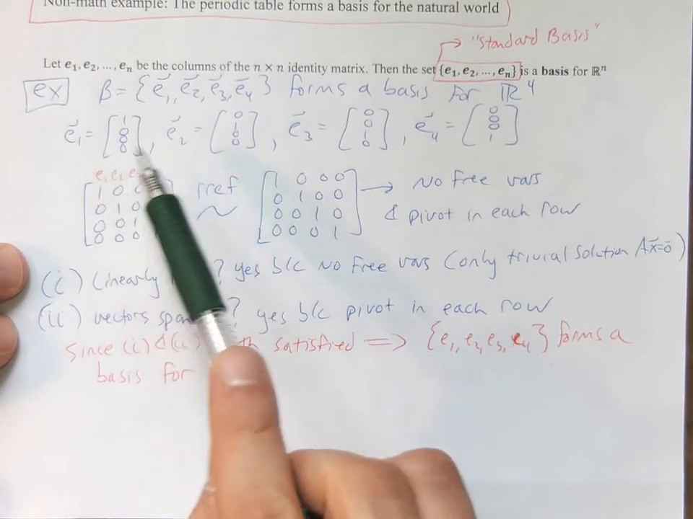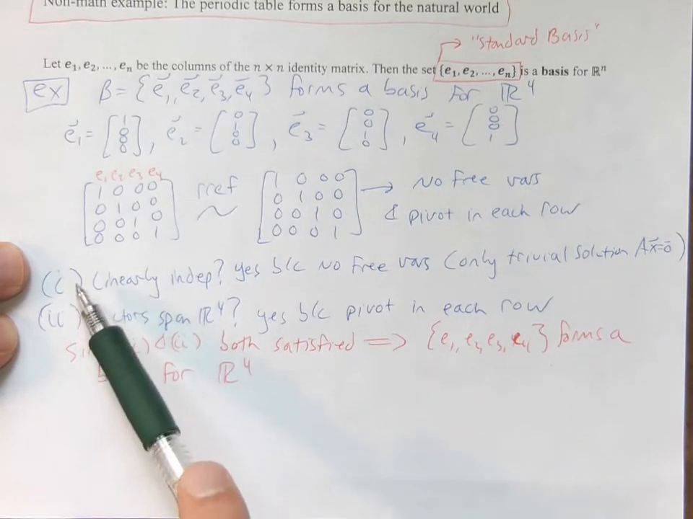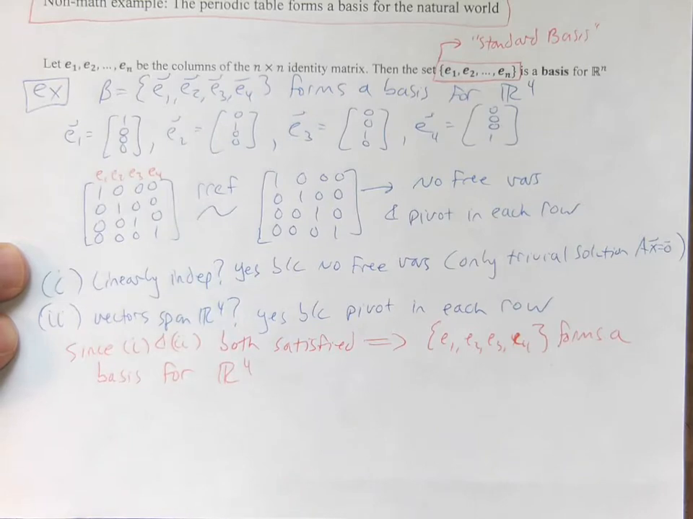In other words, you can't boil these 4 things down to anything more simple. They're as simple as they could possibly get in order to span the space. That's sort of what linear independence means. And any vector in R4 can be created using linear combinations of those things.